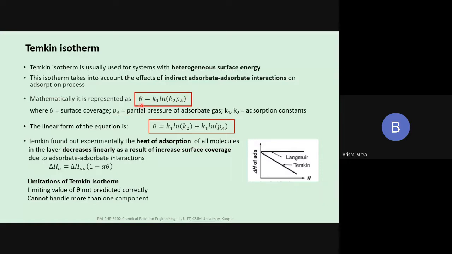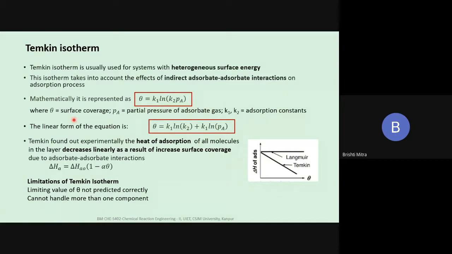So what is this expression? Theta is equal to K1 ln of K2 into partial pressure of A, where theta is my surface coverage, Pa is the partial pressure of the adsorbate gas, and K1 and K2 are the adsorption constants. These are different adsorption constants, so the nature is slightly different.